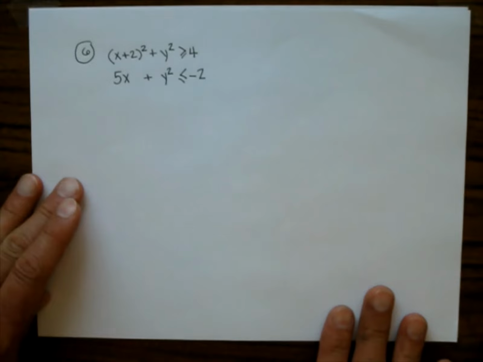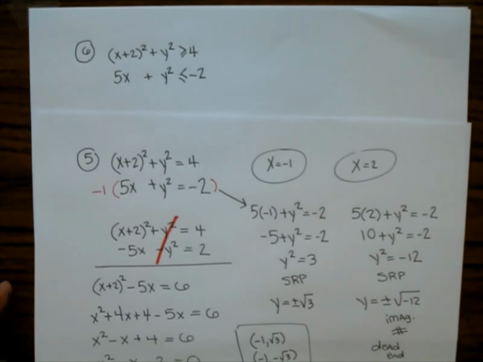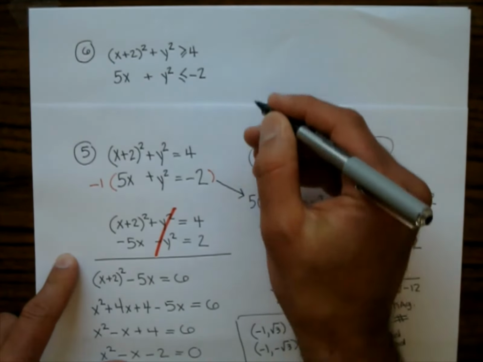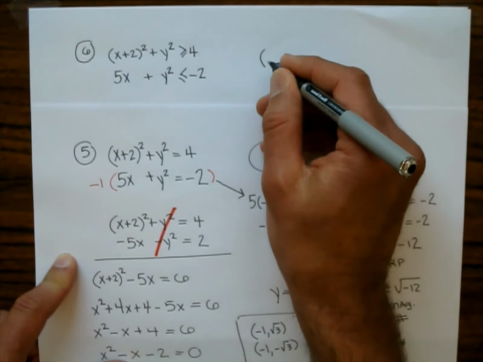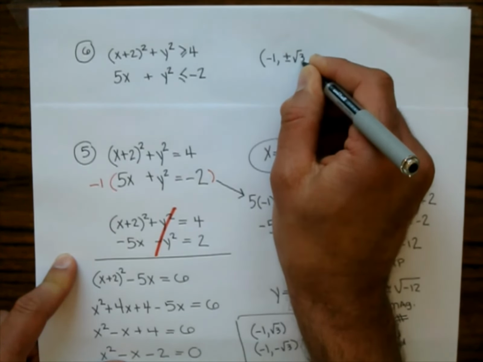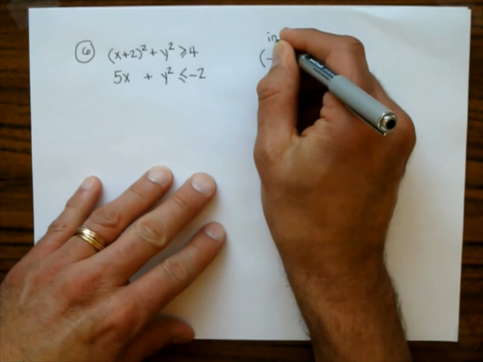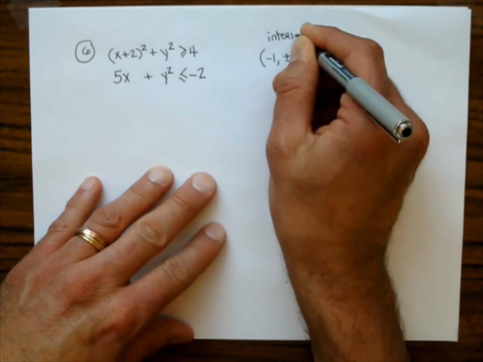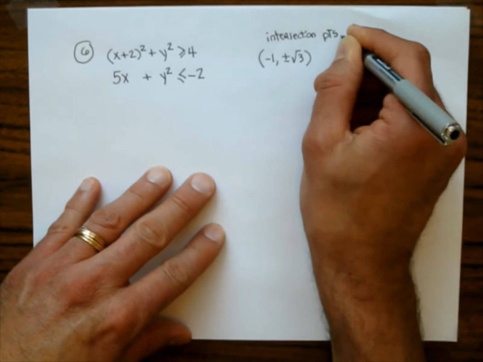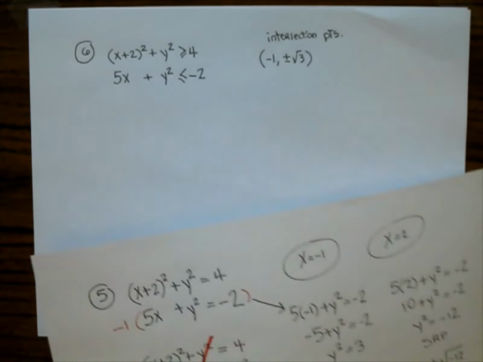Here's number 6. And it looks like, see, look, here's problem number 5. It's the same problem. In fact, it might be good to put my intersection points here. So it would be -1 plus or minus √3. Those are our intersection points. So let's go ahead and do this problem here. And so look at this. This is kind of funny as well.